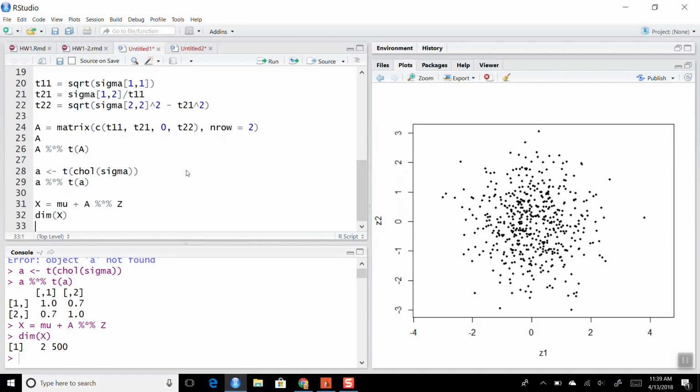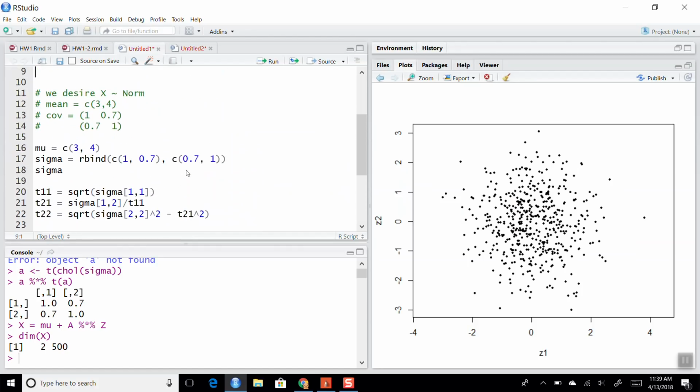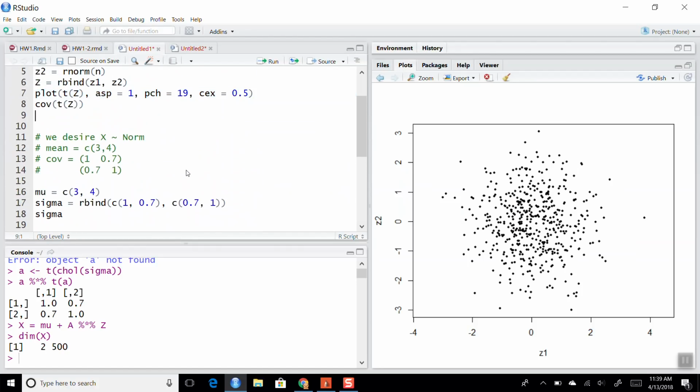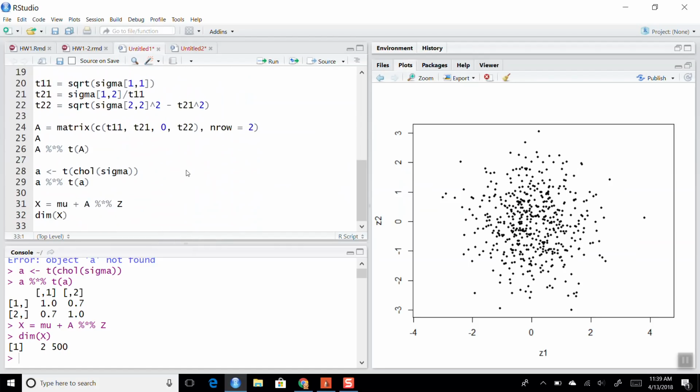All right, so I can plot x. What will x look like now that I've transformed them accordingly?